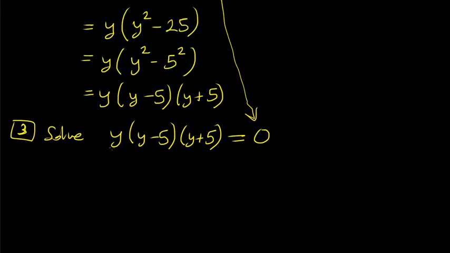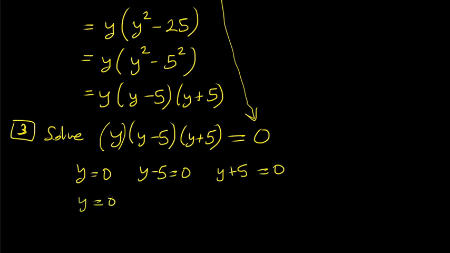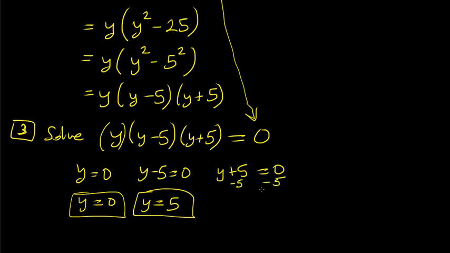All right. Well, here we have 3 factors. We have y, so we set that equal to 0. We have y minus 5, set that equal to 0. And y plus 5, set that equal to 0. So in this case, we actually get three answers. The first one is just y equals 0. The second one is y equals positive 5. And the third one, just take away 5, you get y equals negative 5.